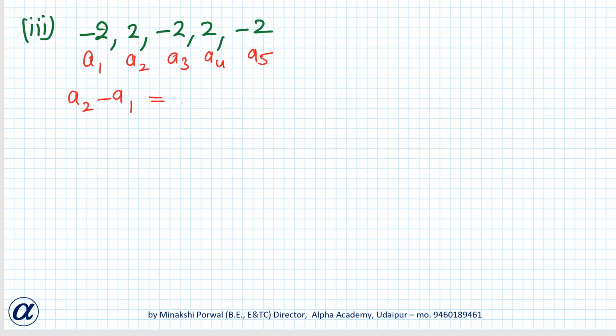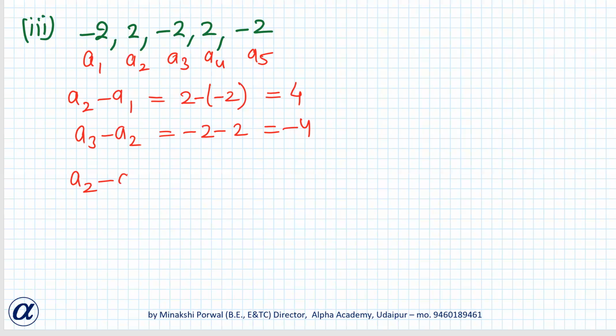Third part, it is given minus 2, 2, minus 2, 2, minus 2. Whether it is an AP or not, we have to check. This is A1, A2, A3, A4 and A5. If we do A2 minus A1, that is 2 minus of minus 2, that is equal to 4. A3 minus A2, that is equal to minus 2 minus 2, that is equal to minus 4. So as D is not coming the same, or A2 minus A1 is not equal to A3 minus A2, this is not an AP.